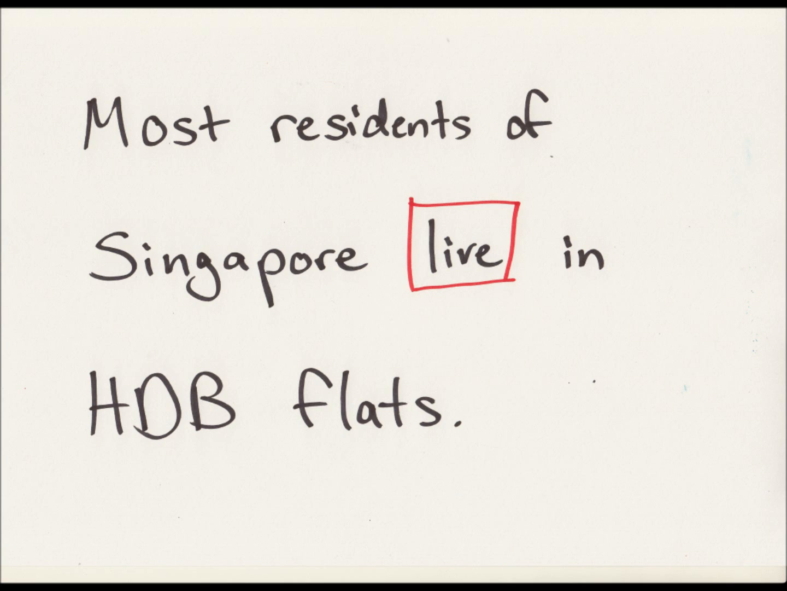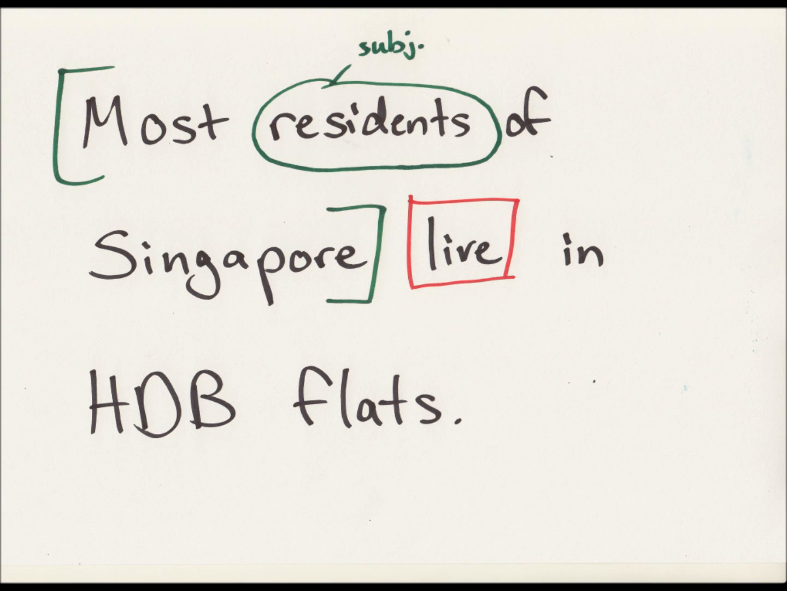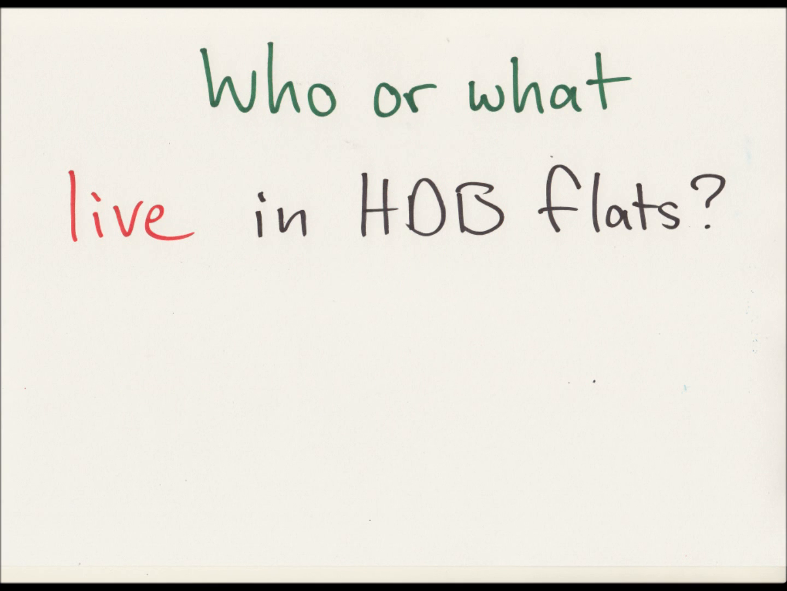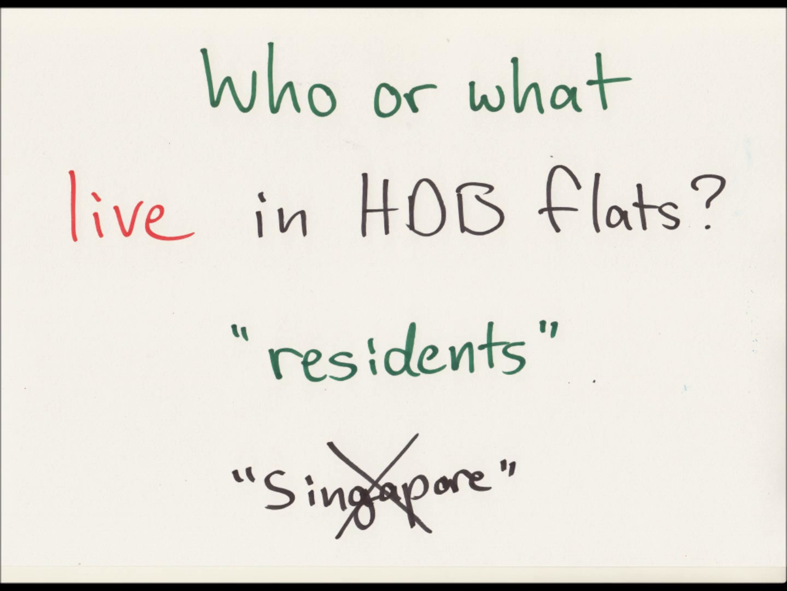The noun phrase contains 2 nouns, but only one of these nouns can be the subject. In simple sentences like this one, the subject is almost always the main noun, in this case, residents. You can check if this makes sense by asking yourself who or what live in HDB flats. The most logical answer is obviously residents, and not Singapore.